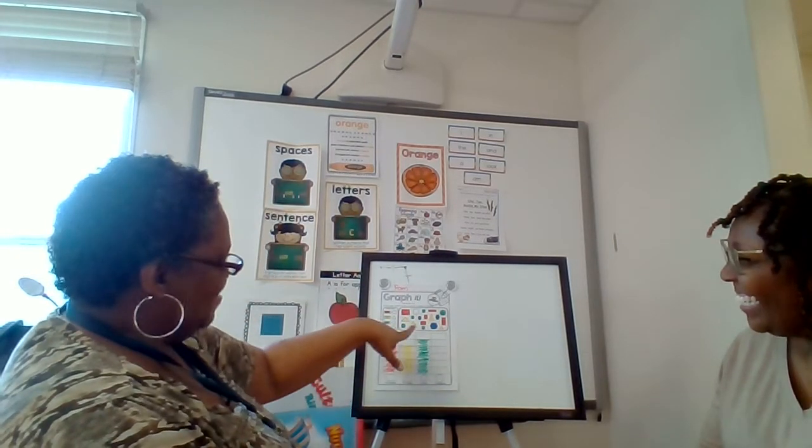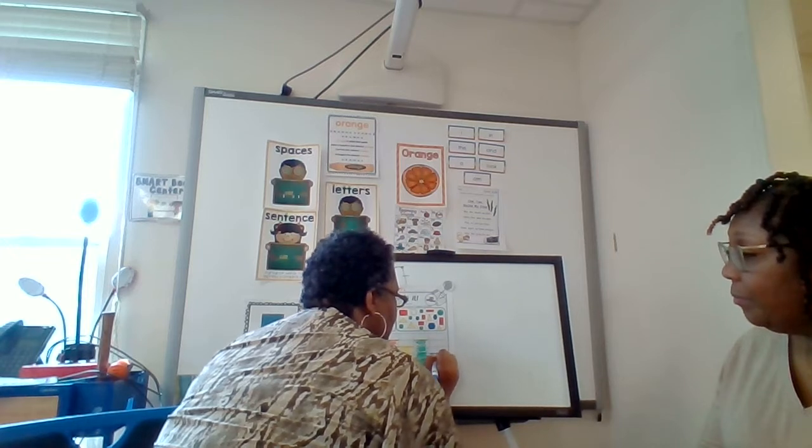All right, let's count our hexagon. 1, 2, 3. Now let's count up on our graph. 1, 2, 3. And we're going to put our line at the top and we're going to start shading.